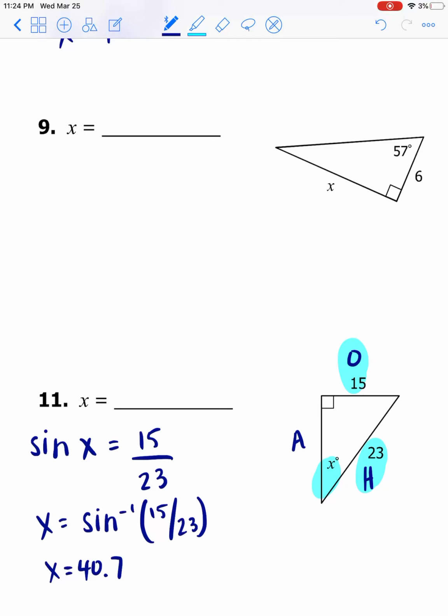Check for reasonableness, right? We know that when we're getting our angles, it has to be a number that is smaller than 90 because we have three angles. One of them is 90. The other two have to together equal 90. And 40.7 absolutely seems reasonable.